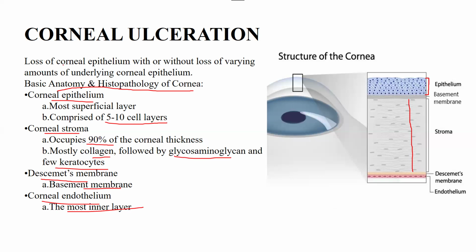So the definition is loss of corneal epithelium with or without loss of varying amounts of underlying corneal tissue. The ulcer will form when a portion of the epithelium gets lost. This can be superficial, or it can be deep, or it can breach into the layers of stroma. How much depth, it depends. That loss of epithelium, along with or without the loss of varying amounts of underlying layers, is called ulceration.